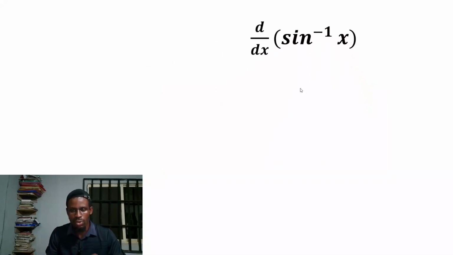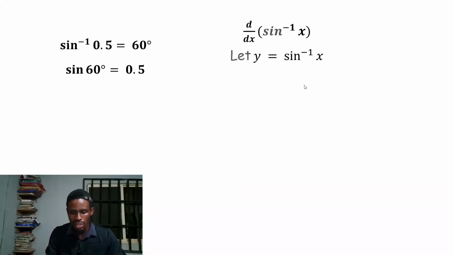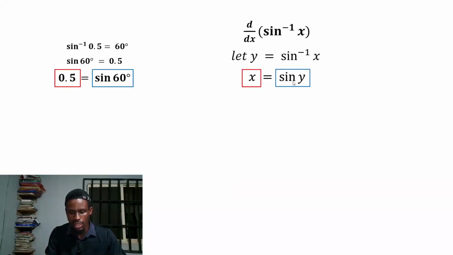All right, so one thing we are going to do here is assign the sine inverse of x a variable. So I'm going to say let y equals sine inverse of x. All right, so let's look at this example. The sine inverse of 0.5 will give us 60, meaning that if we take the sine of 60, we are going to have 0.5. So I'm going to rewrite this equation to be that x is equal to the sine of y, following this example.